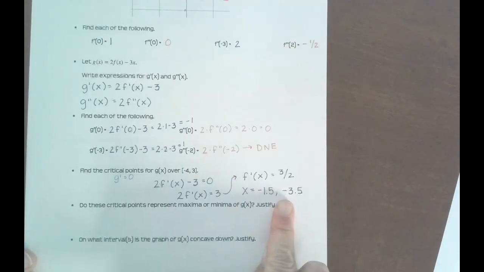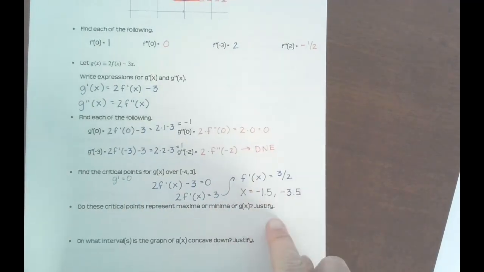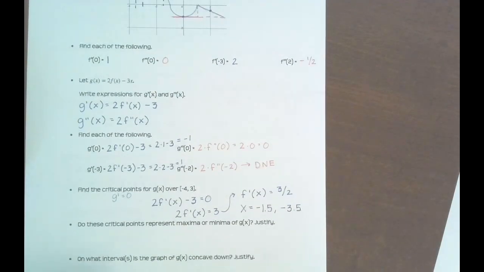Oh, I'm so sorry that you couldn't see that. Those would be your critical points of the g function. Okay, those are the critical points of g. Not the critical points of f, but the critical points of g. Okay, do these points represent maxima or minima and justify?